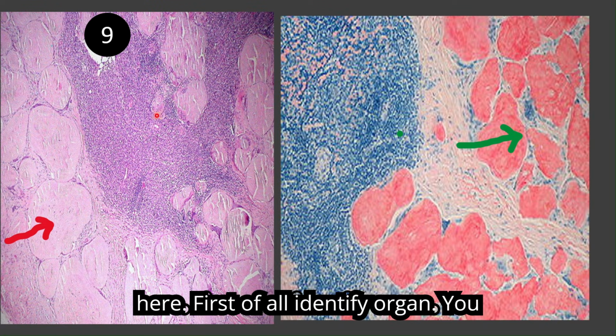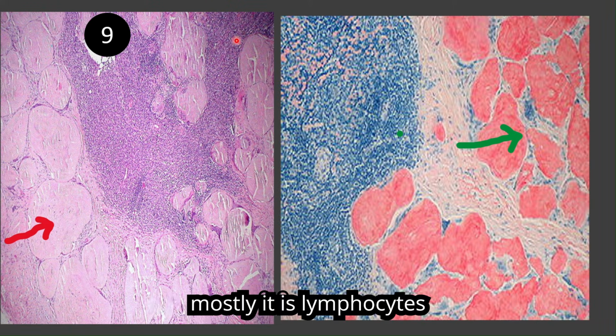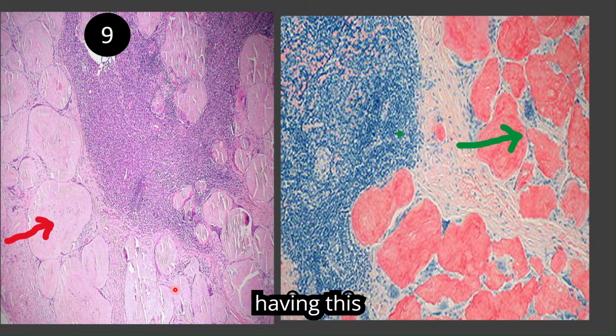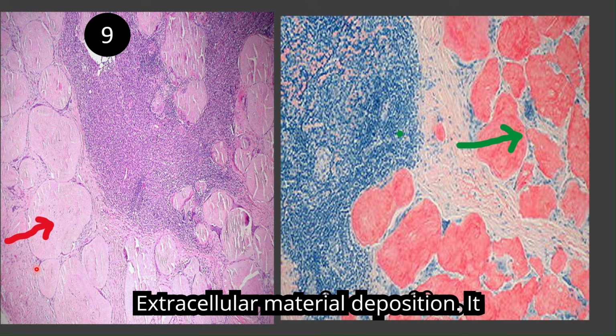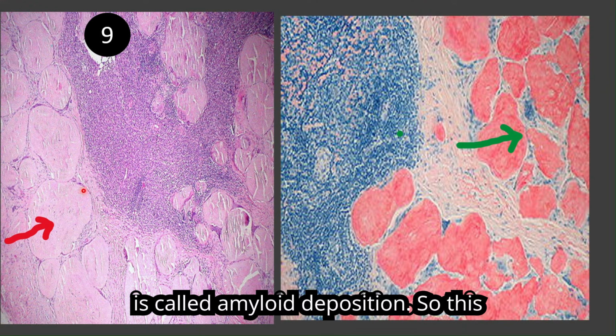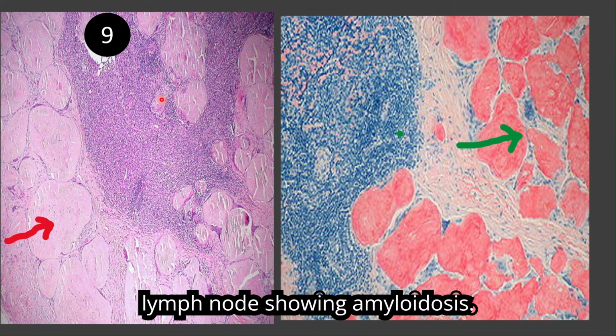Here, first of all, identify the organ. You can appreciate small blue cells. So mostly these are lymphocytes having this abnormal pink fibrillar extracellular material deposition. It is called amyloid deposition. So this is the slide of lymph node showing amyloidosis.